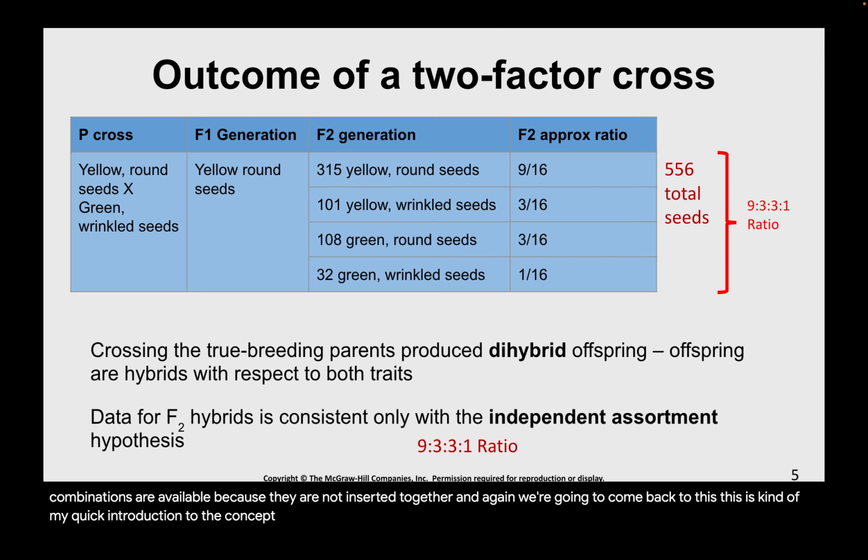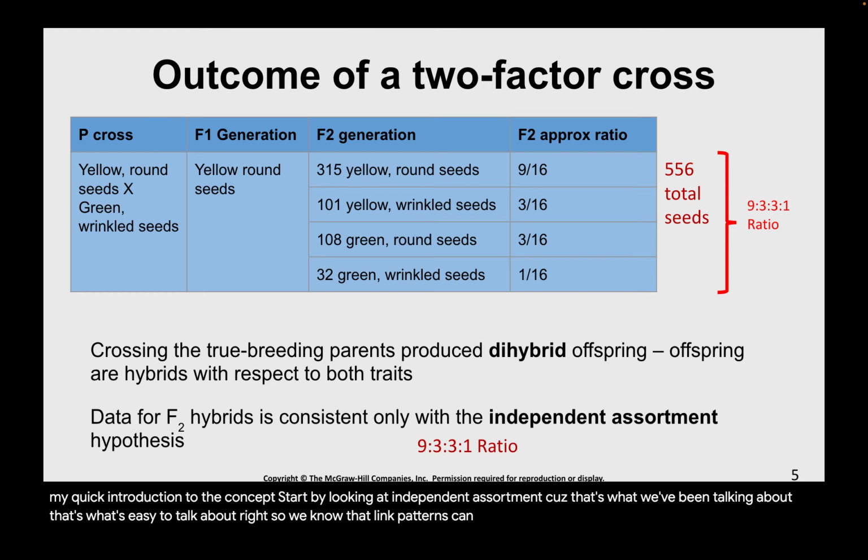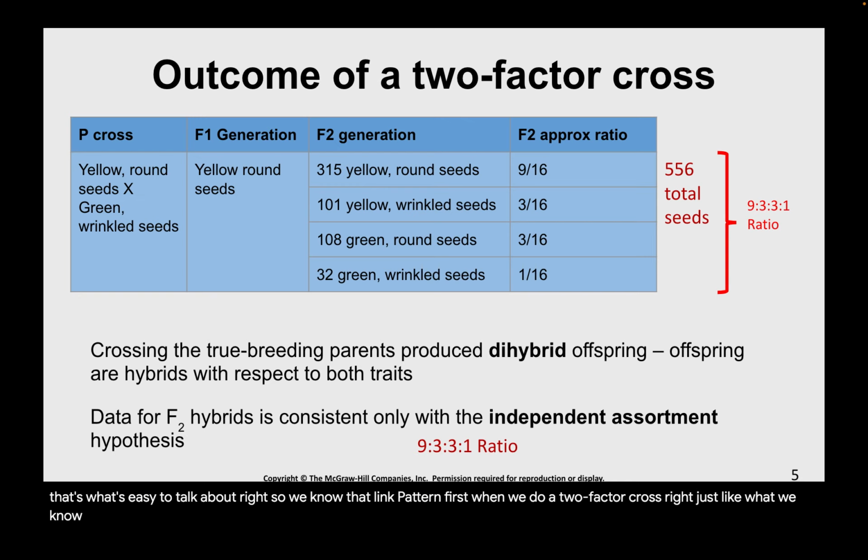All right, we're going to start by looking at independent assortment, right? Because that's what we've been talking about. That's what's easy to talk about, right? So we know that linked patterns can occur, but we're going to focus on the independent assortment pattern first. When we do a two-factor cross, just like when we did a one-factor cross, we get a certain ratio that we would expect, all right?